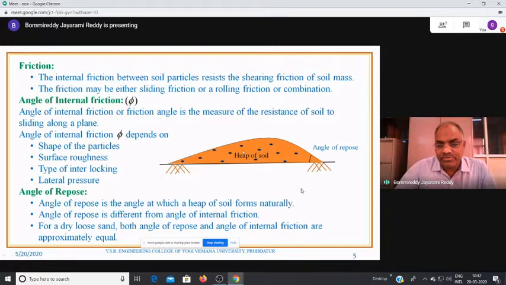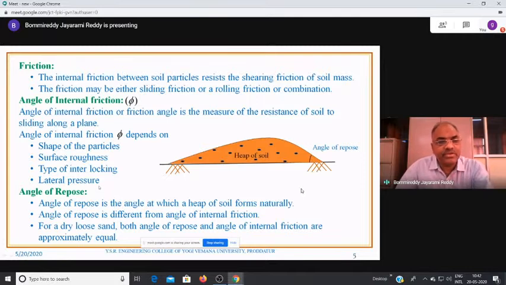So the angle of repose is the angle made by the heap of soil with reference to the horizontal, whereas the angle of internal friction is the angle that measures the resistance of the soil along a sliding plane. So these are the basic differences between the angle of internal friction and the angle of repose of the soil.